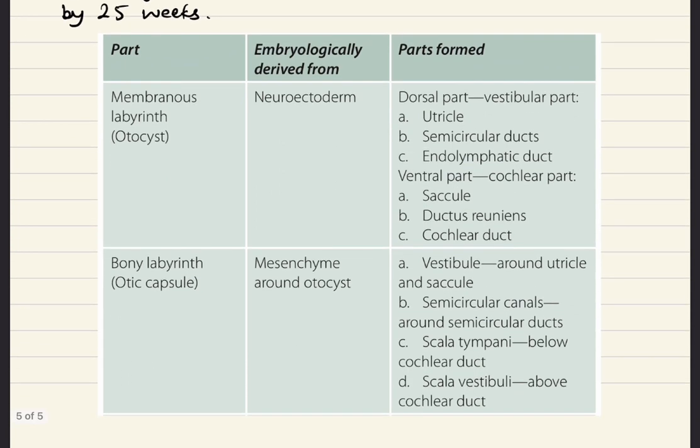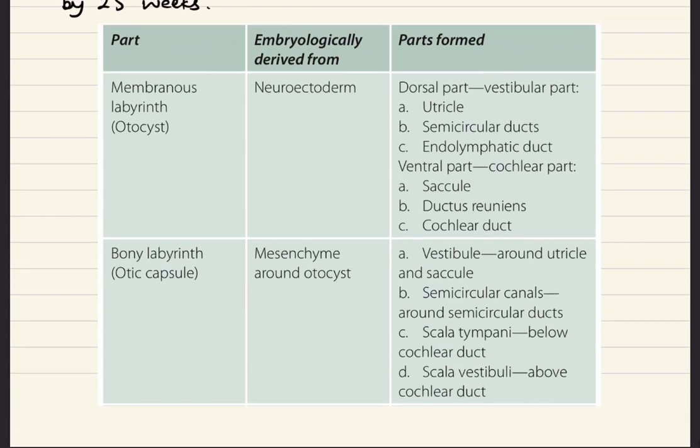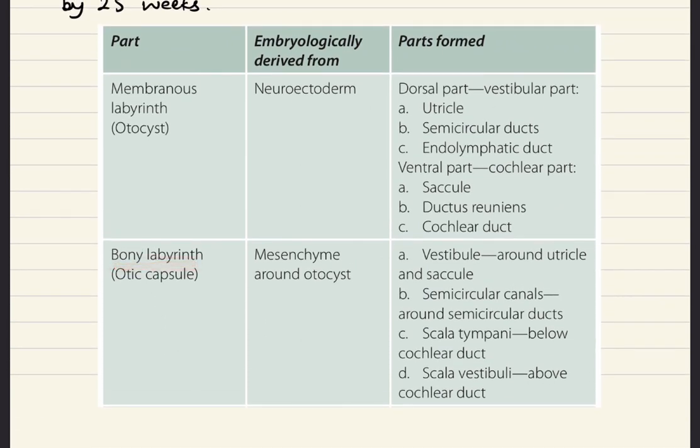Now, to wind up, just the recapitulation of the entire lecture. The membranous labyrinth is formed from the otocyst, and the otocyst divides into a dorsal and a ventral part. The dorsal part divides to form the utricle, semicircular ducts, and the endolymphatic system, whereas the ventral part forms the saccule and the cochlear duct. The bony labyrinth is formed from the mesenchyme surrounding the otocyst.